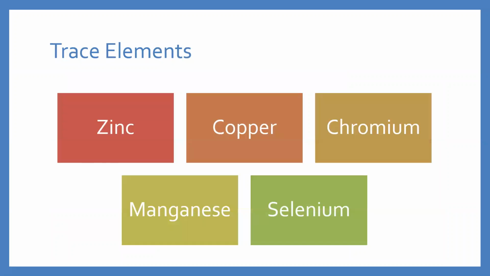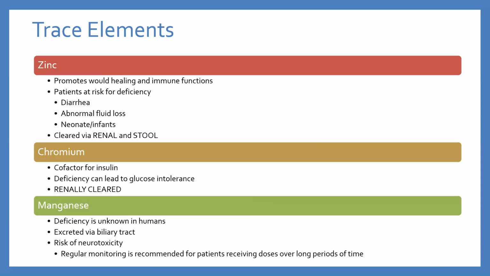Next, I'll go over your trace elements, which include your zinc, copper, chromium, manganese, and selenium. For zinc, it is utilized to promote wound healing and immune function. Patients at risk for deficiency of zinc include patients with diarrhea or patients experiencing abnormal fluid loss. Neonates and infants tend to have a lower amount of zinc. Many of these are renally cleared, so zinc is one of them.